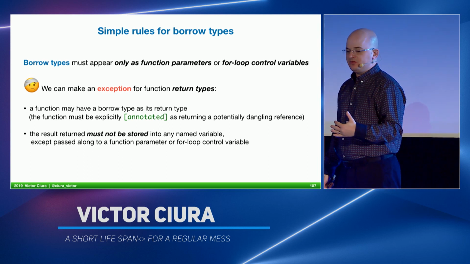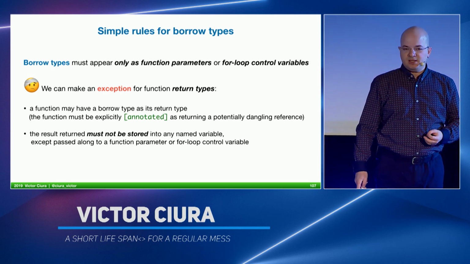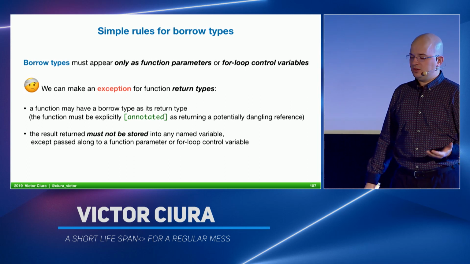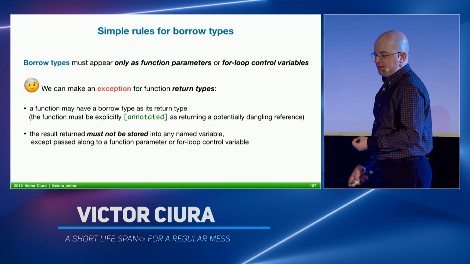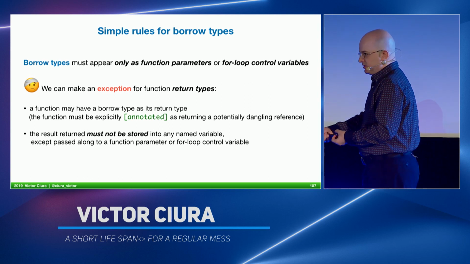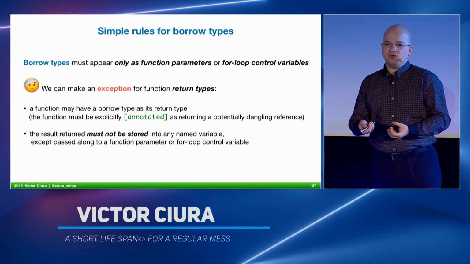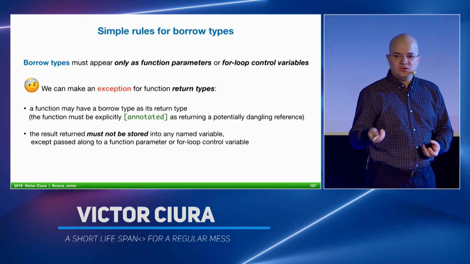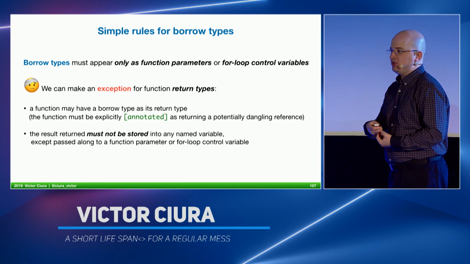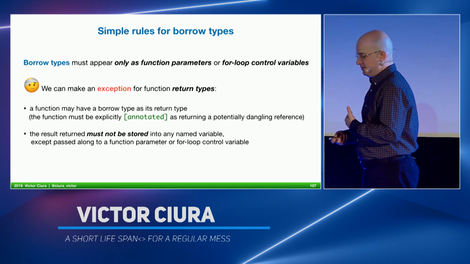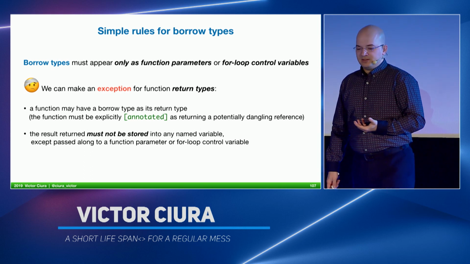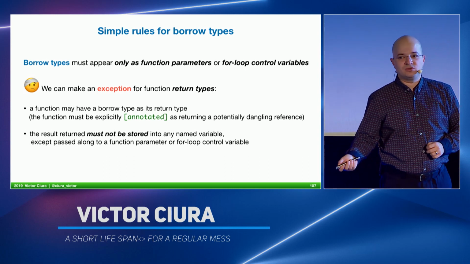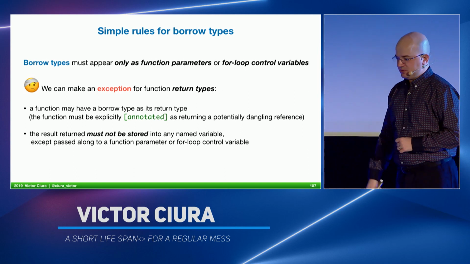So, simple rules for borrow types. They must appear only as function parameters or loop control variables. If you really must make an exception and return such a view, like a string view or a span, the function may use a borrow type to return it, but I would encourage you to properly annotate and document this behavior, so that the caller of that function knows what to expect, and whether they should take care of the underlying buffer or take ownership. You definitely don't need to store these, so avoid storing these kinds of borrow types in your data structures.